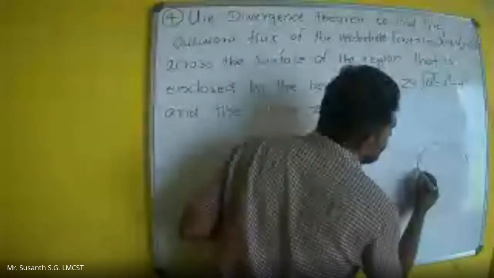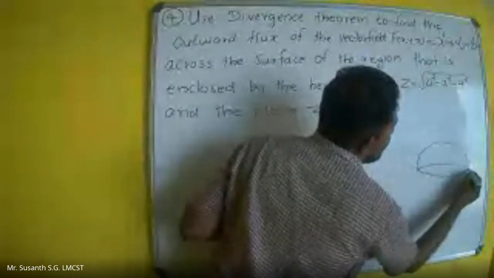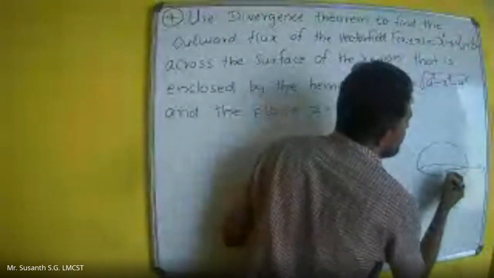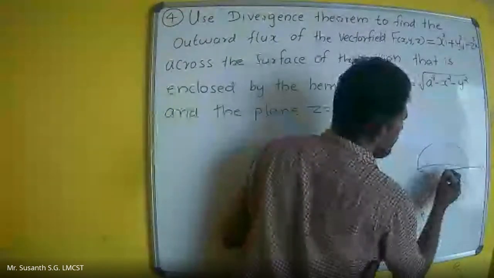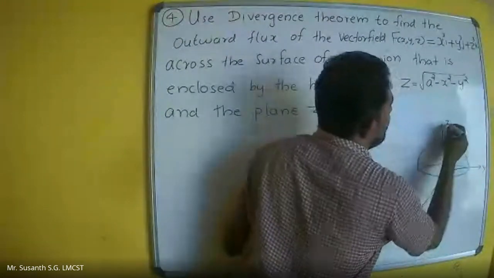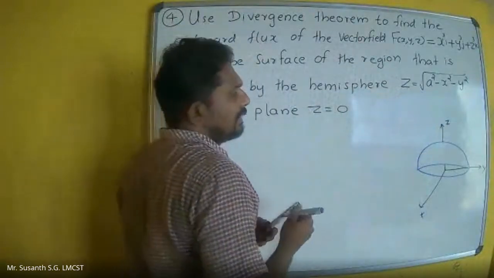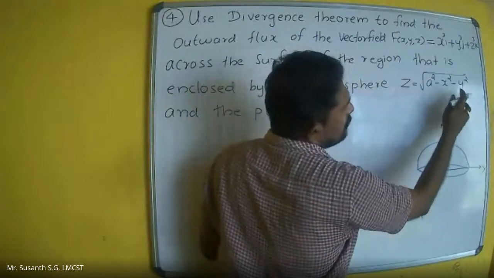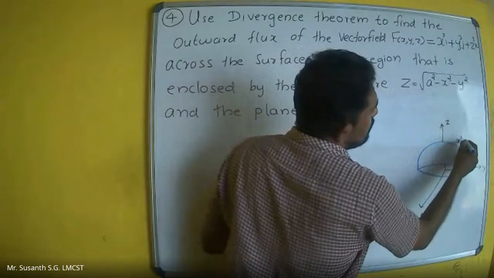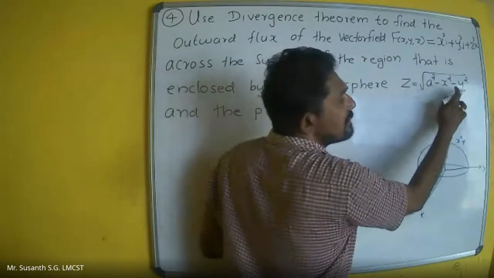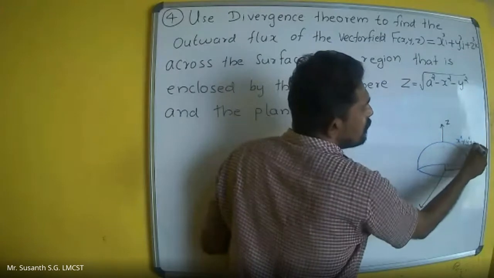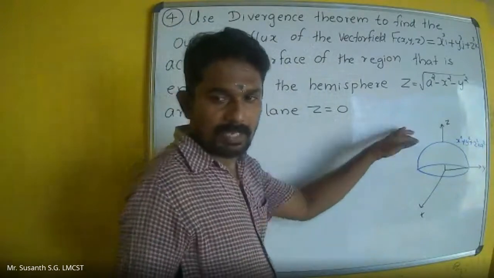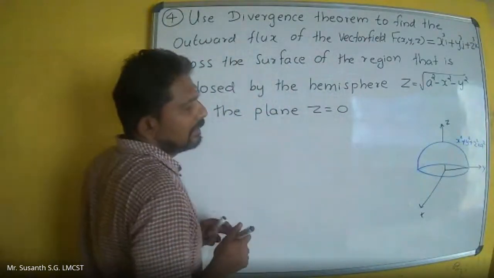Here the discussion is about the hemisphere. So this is the hemisphere, this is the y-axis, this is the x-axis, and this is the z-axis. This hemisphere is z = plus root of a² − x² − y². Squaring this, we get z² = a² − x² − y², that is x² + y² + z² = a². Above the xy plane, that is the sphere above the xy plane. So this is the xy plane.